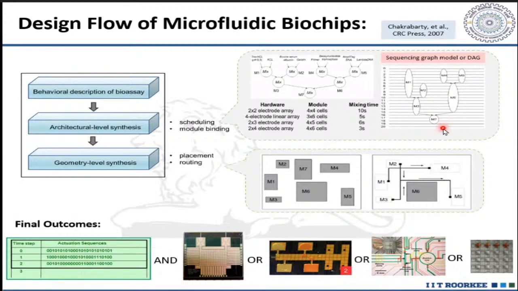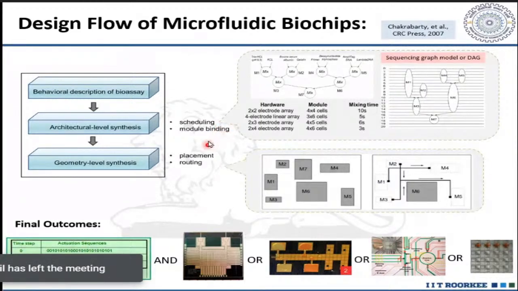That means that this is the time of completion. So this is the scheduling problem. And another one is the module binding problem. These two are algorithmic problems which are well studied in the literature, and you can search for them and get the details. So given the bioprotocol, the first task is to do the architectural level synthesis, which involves these two tasks: one is scheduling, another is module binding.